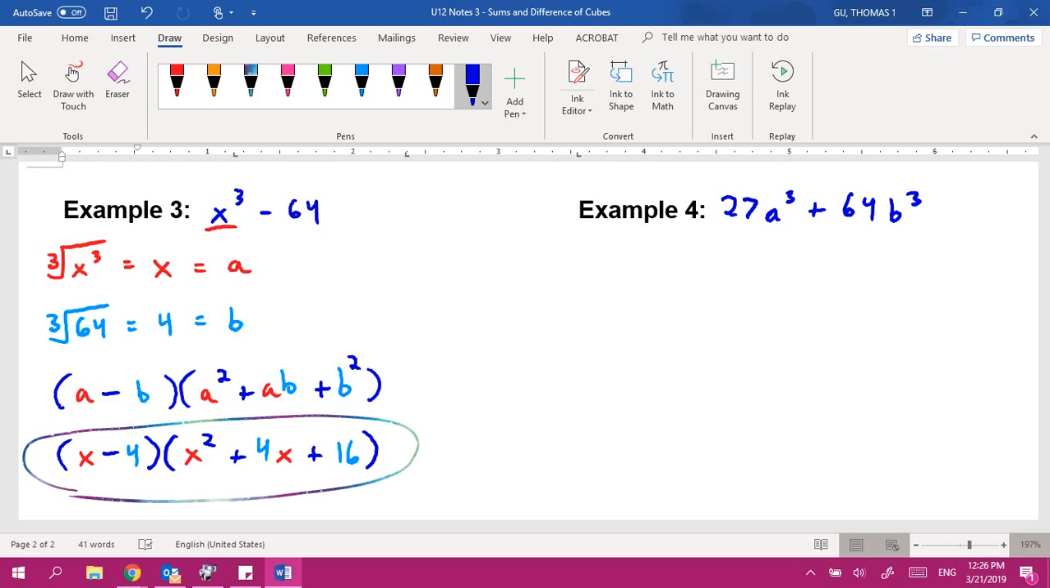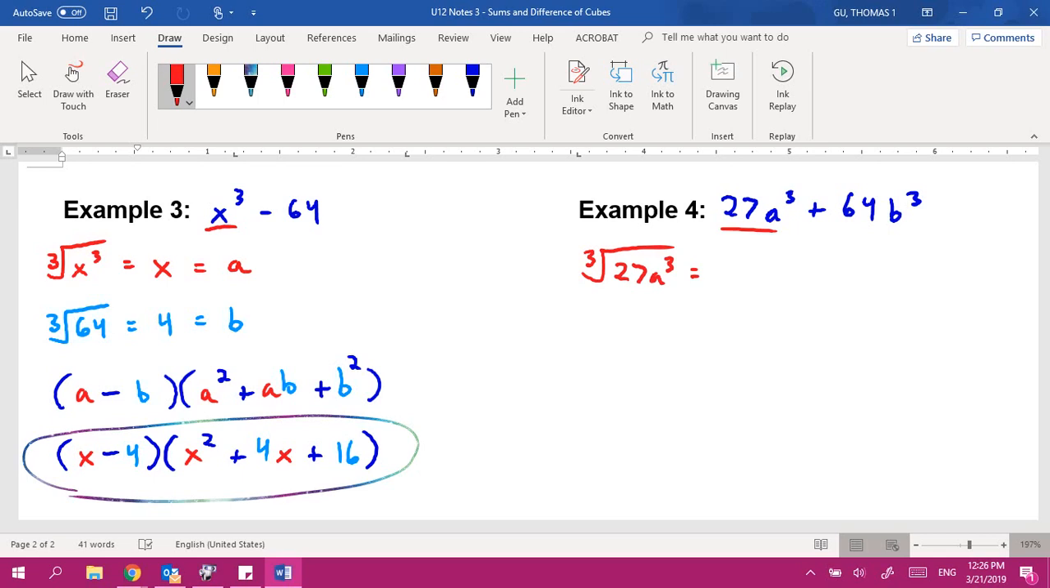Yes, they are. Because you know the variable part's a cube because it actually has the cube on it, right? And then 27 is a perfect cube. 64 is also a perfect cube. So we're going to take the cube root of each term, right? So the same thing as always. We're going to find the cube root of 27a cubed. We're going to take the cube root of the whole term.